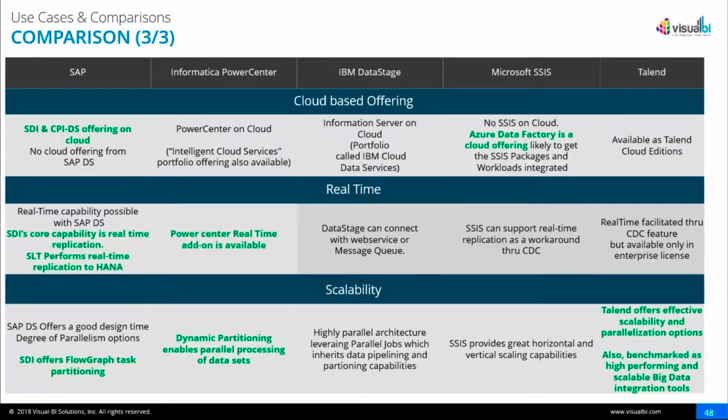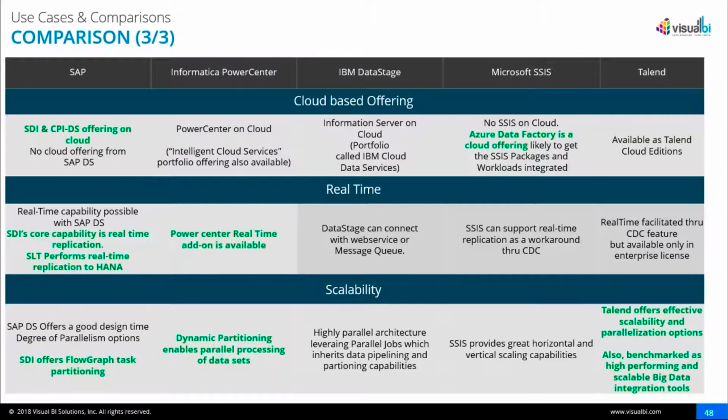From a real-time capability perspective, Smart Data Integration's core capability is real-time replication. It is enabled for Oracle, SQL Server, SAP systems, Teradata, even Twitter. And System Landscape Transformation performs real-time replication of data from SAP systems into HANA. PowerCenter has an add-on called PowerCenter Real Time, which facilitates real time. The rest of the tools have one way or the other to facilitate real time, but it may not be a comprehensive offering, though they do have tools from some of the other portfolios that do that.